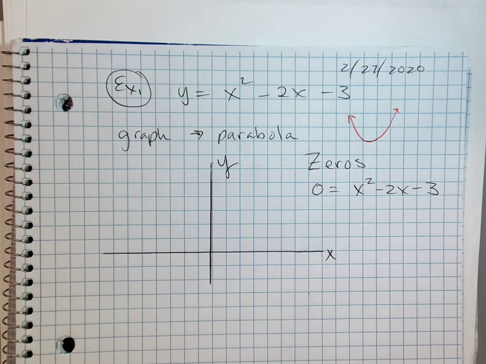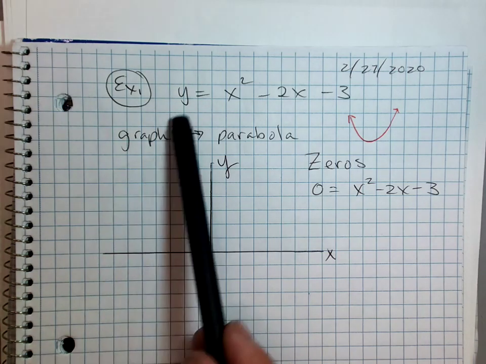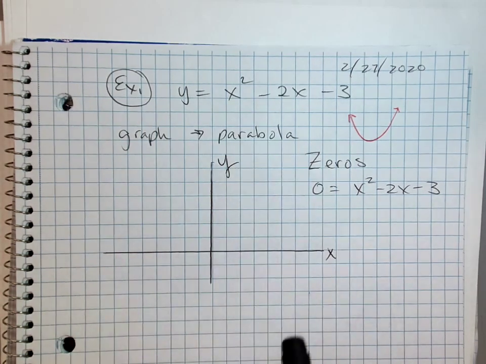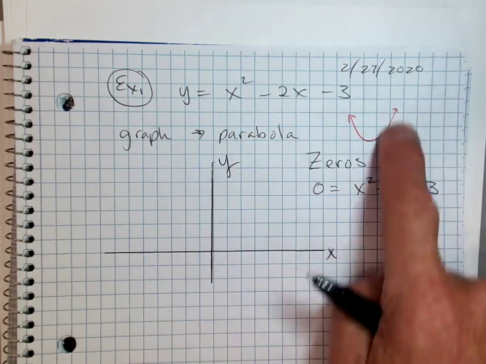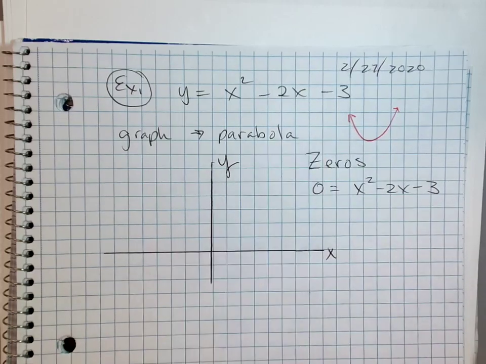So my example is, if I wrote y equals x squared minus 2x minus 3, I know that since it's a y equals, it's got to be a graph. And it's got to be a graph with an x squared. And we talked about the fact that those graphs are parabolas and they have this shape.